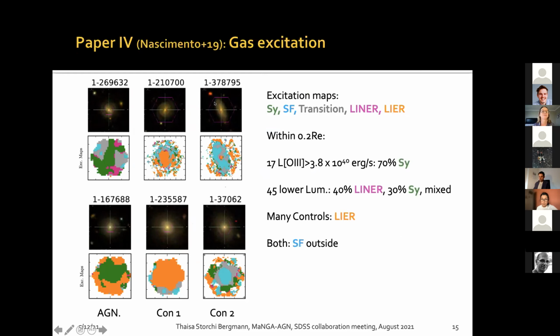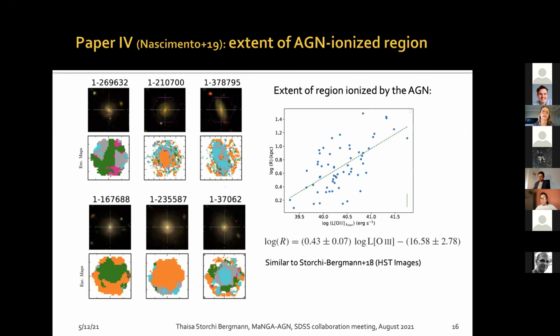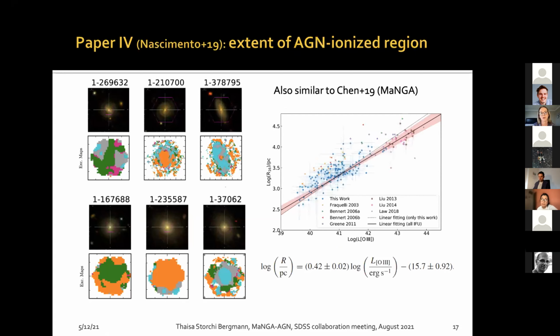Okay, and then we have the excitation maps showing that we have Seyfert nuclei, we have also LIER. Mostly the controls are LIER in the center, and the AGN is a Seyfert or LINER. So these are two examples, and we see many controls have a LIER in the center. We found a relation between the extent of the region ionized by the AGN and the AGN luminosity. The most luminous have a more extended region ionized by the AGN. And this is found in other studies also, like this one by Shen et al.